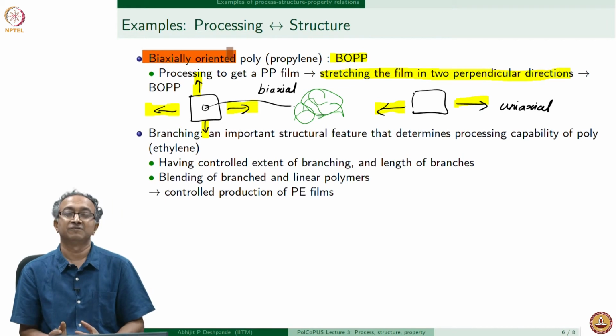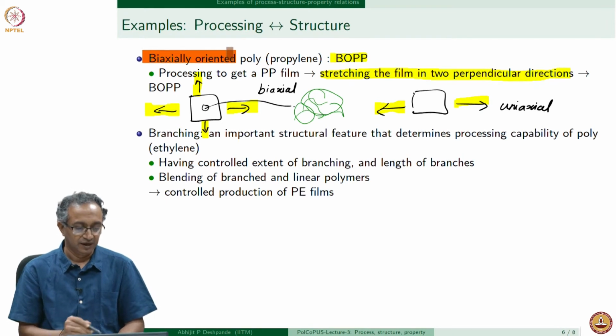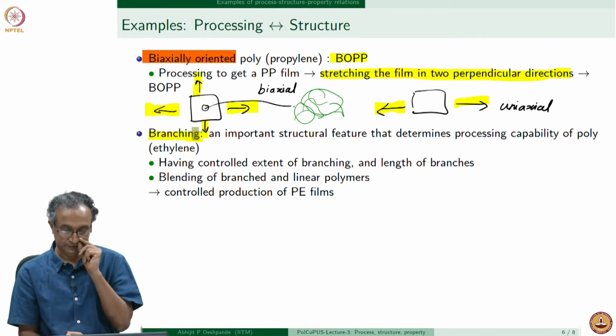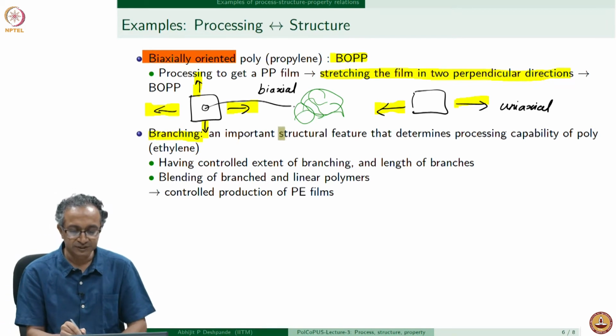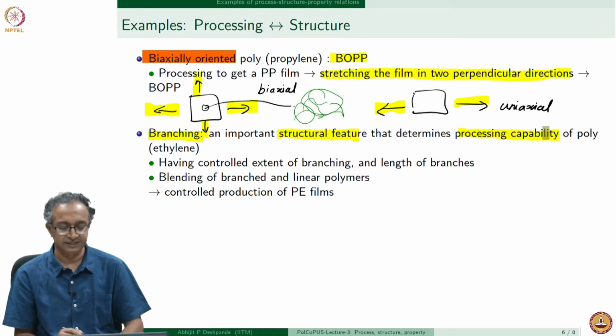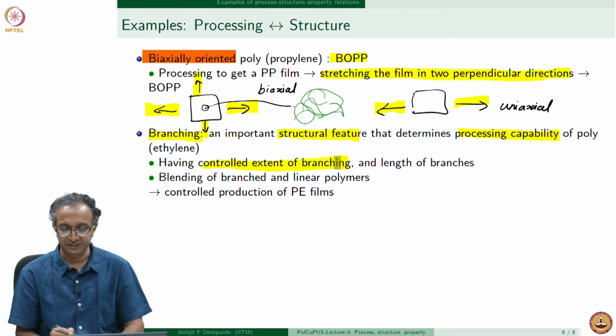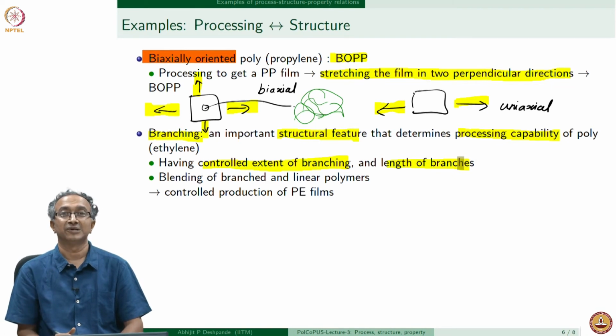Now let's look at an example where structure influences the processing. Branching is a very important indicator of how a material can be processed. So it's a structural feature that determines the processing capability of, let's say, polyethylene. What is needed for good processing of polyethylene is a controlled extent of branching and also the length of branches. So low density polyethylene is easier to process to make thin films compared to high density polyethylene. So branches in some ways help.